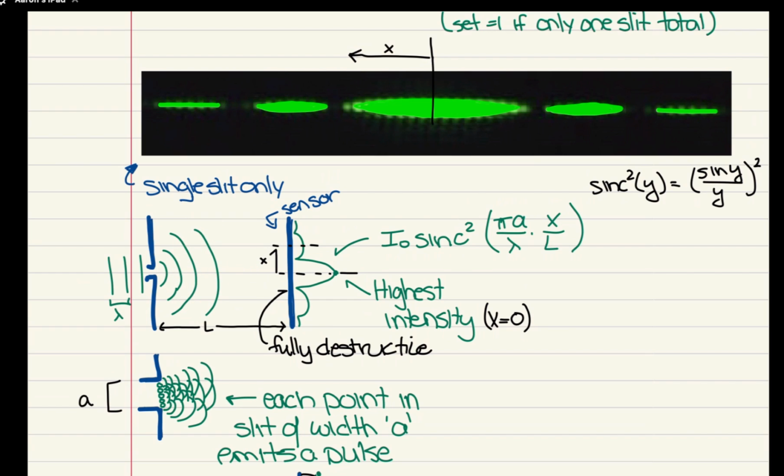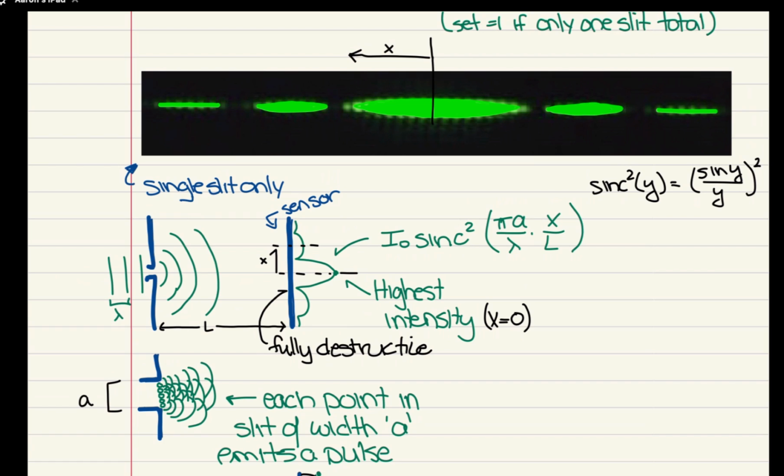As a combination of crests, troughs, crests, troughs, etc. And then eventually, as it travels along, it will make it to some sensor. And then on the sensor, where we define x equals zero as the line symmetric along where the slit is located, as a function of the distance away from that center point, which we call x, we can measure the intensity of the radiation that arrives at that point.